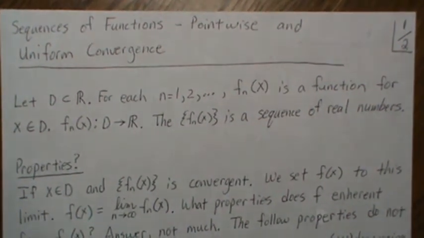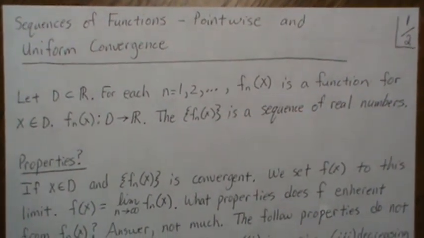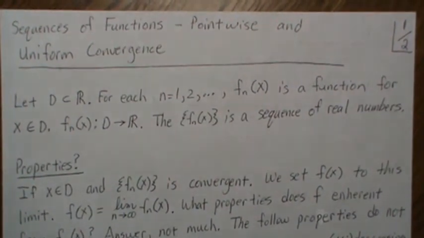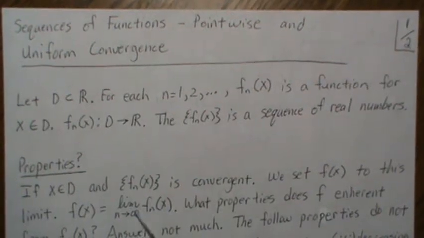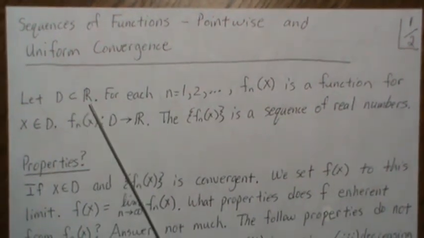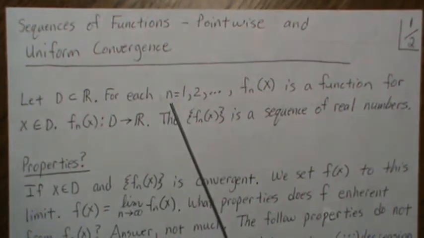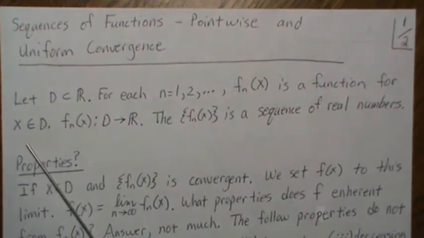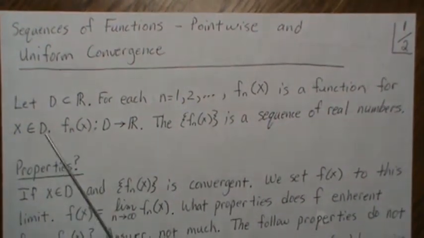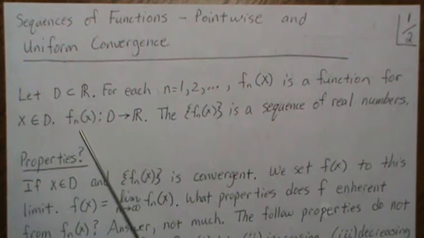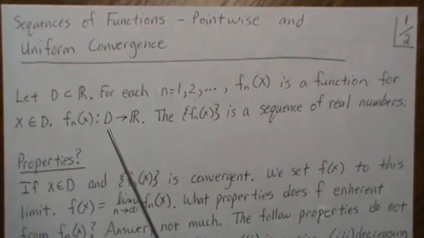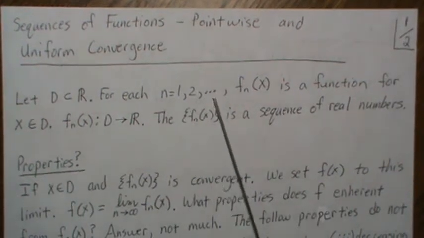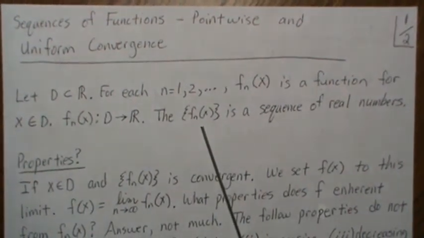Hello, in this video we're going to look at sequences of functions, and then specifically we're going to look at pointwise and uniform convergence of this sequence of functions. So first let's let D be a subset of the real numbers, and then for each n we're going to let f of n be a function for x, of course, in this subset D of the real numbers. And then if we write it like this, that the function f of n goes from D to the real numbers, then we say this sequence f of n is a sequence of real numbers.